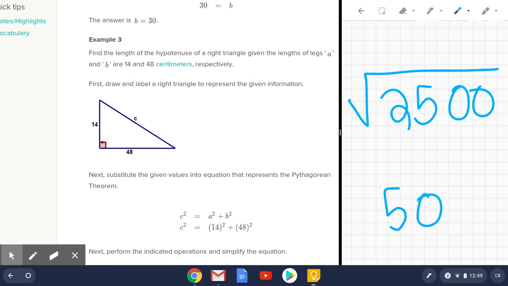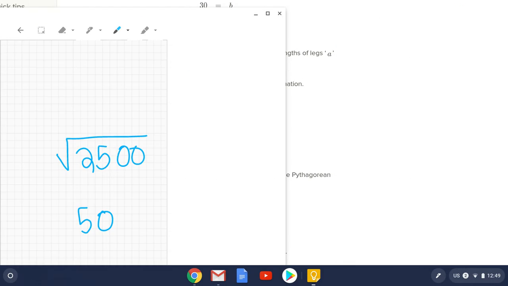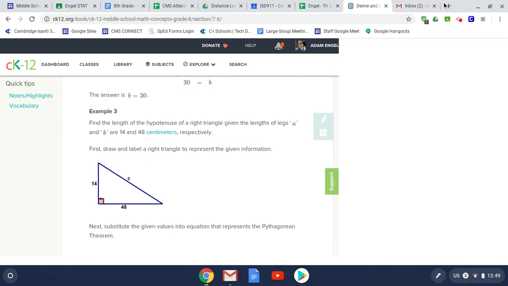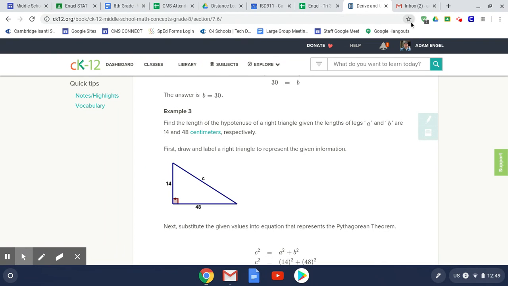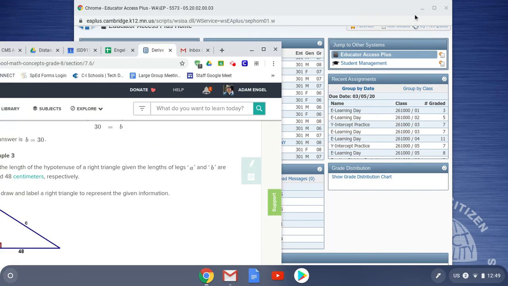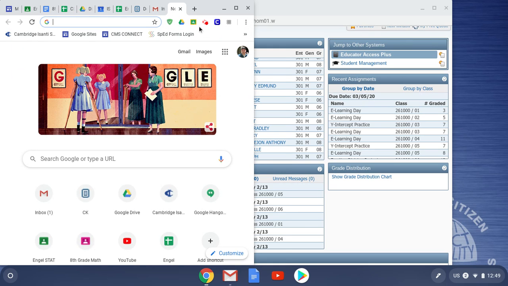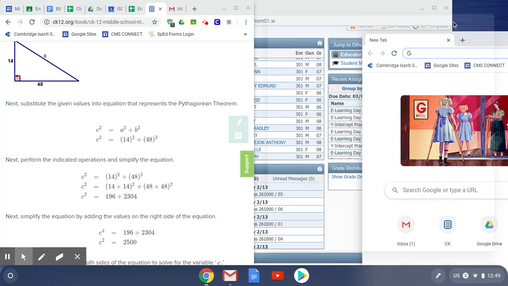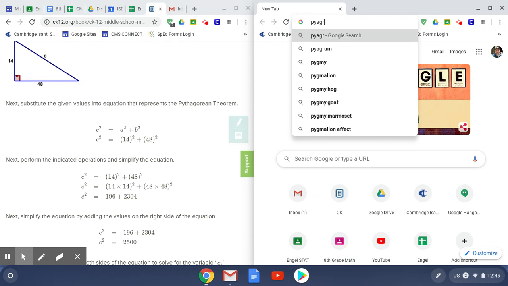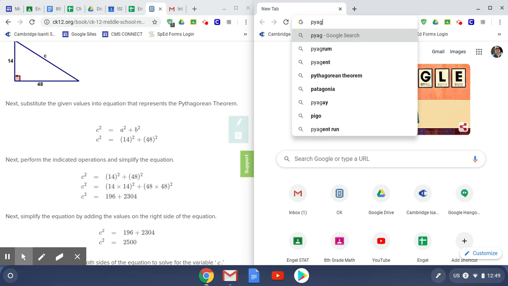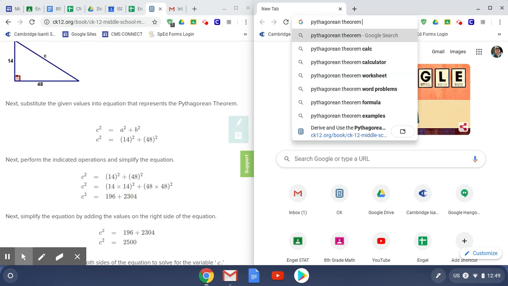Now, I'm going to teach you how to use a calculator here. When it comes to Pythagorean theorem, I'm going to link a Pythagorean theorem calculator for you in Google Classroom, my friends. With most math-related assignments, there is always going to be a calculator for you to use if needed. So, Pythagorean calculator.